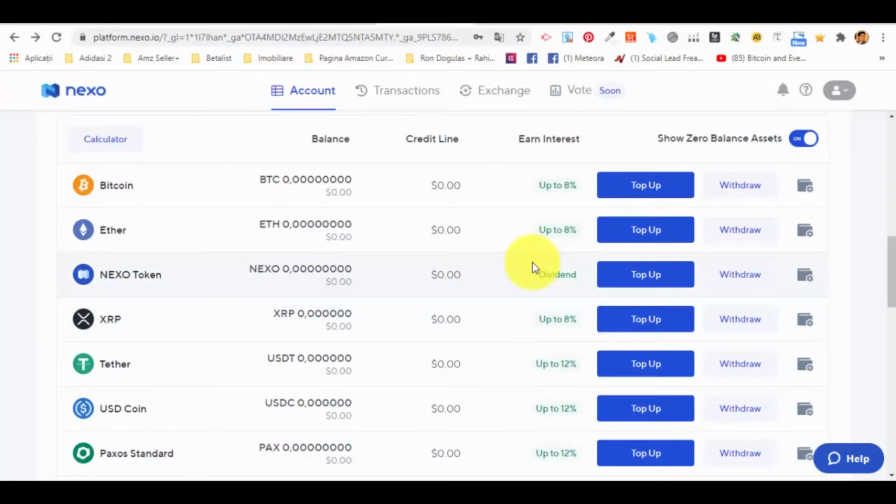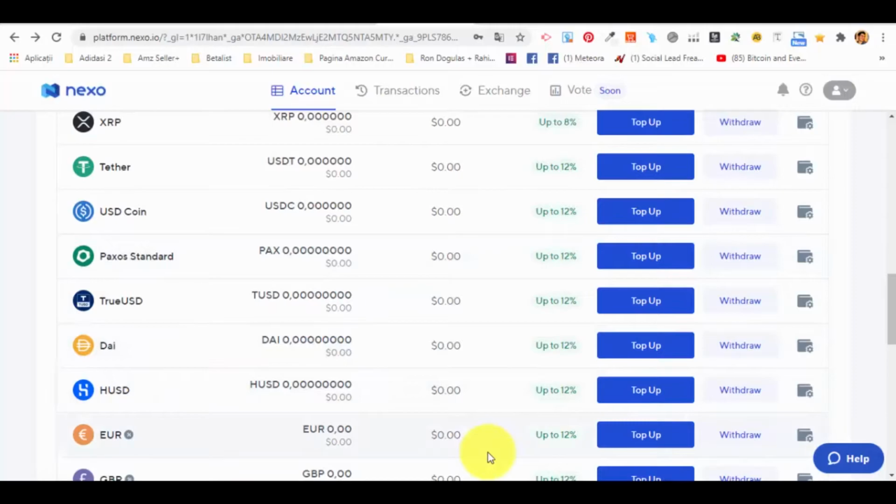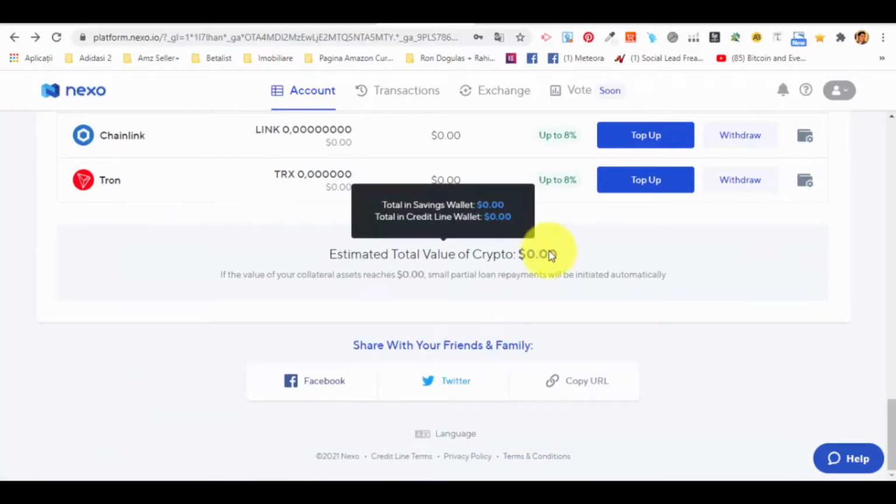Okay, you just top up your account and that's how it works. You top up your account with a minimum of 1,000, for example euros here, and at the end of the year you will have an extra 120 euros. Okay, this is how this works.